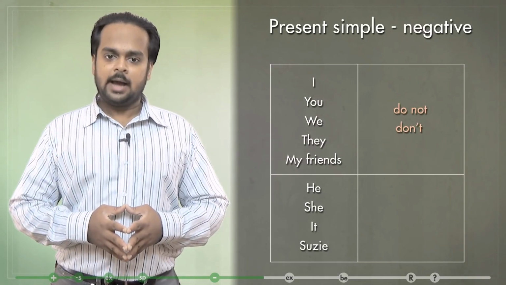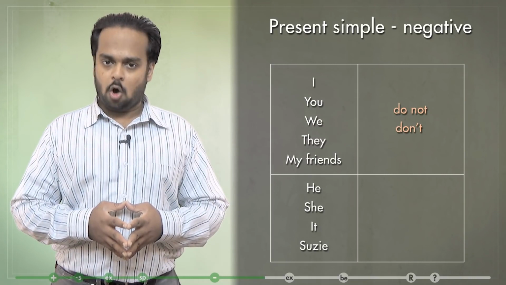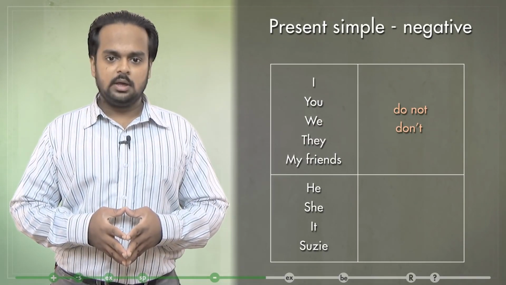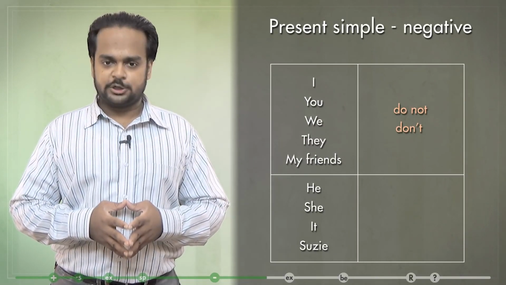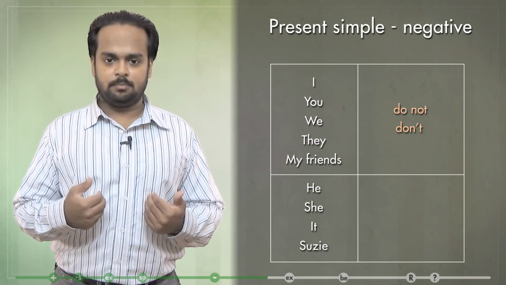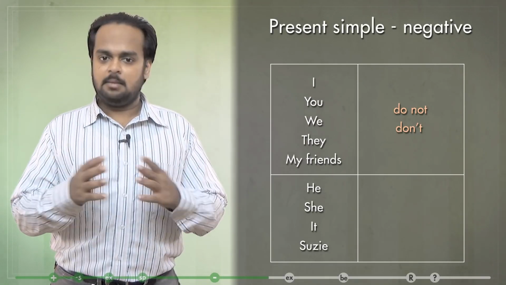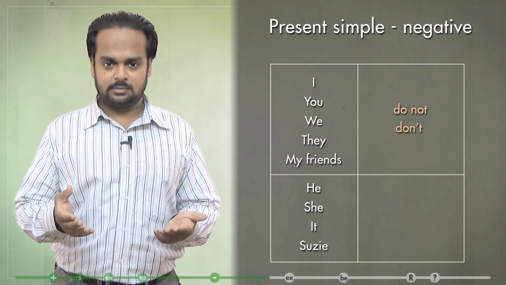Alright, the subjects I, you, we, they, and all plurals are straightforward. You just put do not or don't in front of the verb. I don't play chess, you don't play chess, my friends don't play chess, etc.